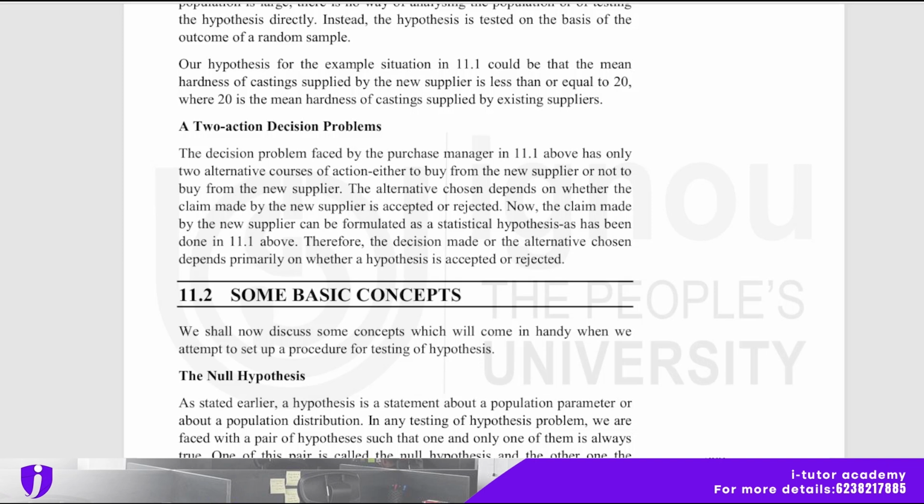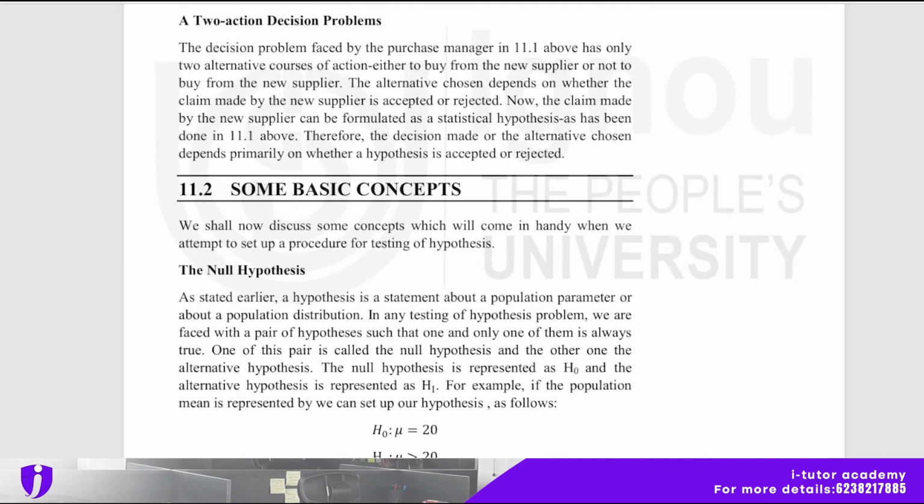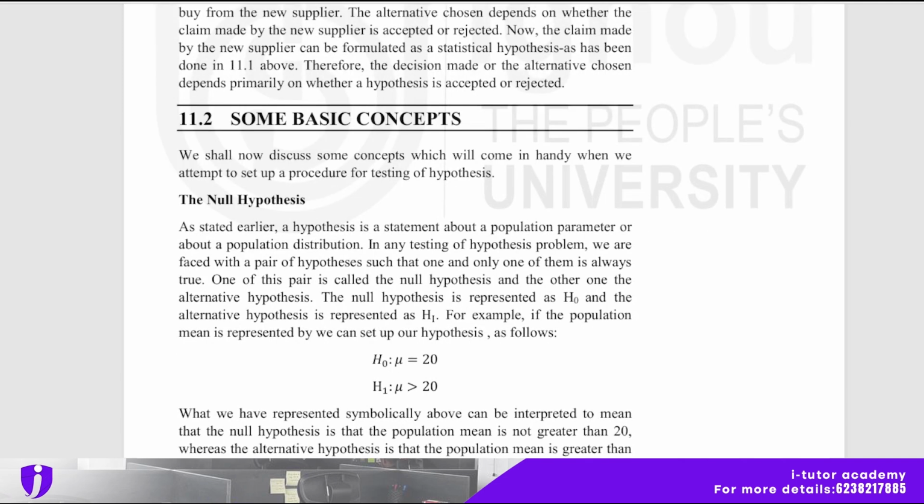Two-action decision problems. The decision problem faced by the purchase manager in 11.1 above has only two alternative courses of action: either to buy from the new supplier or not to buy from the new supplier. The alternative chosen depends on whether the claim made by the new supplier is accepted or rejected. Now, the claim made by the new supplier can be formulated as a statistical hypothesis, as has been done in 11.1 above. Therefore, the decision made or the alternative chosen depends primarily on whether the hypothesis is accepted or rejected.